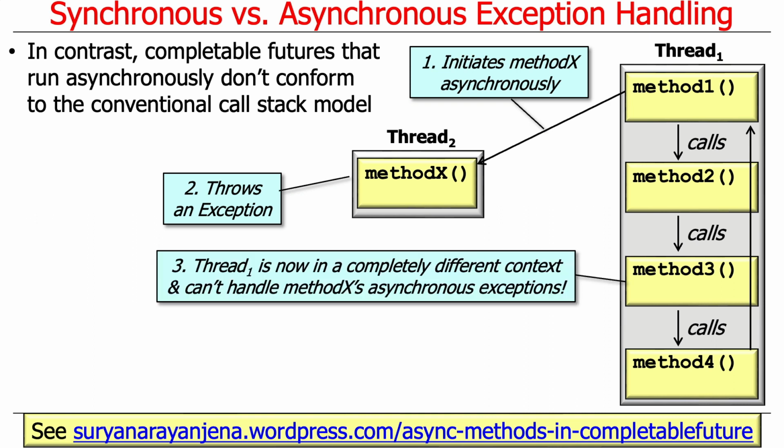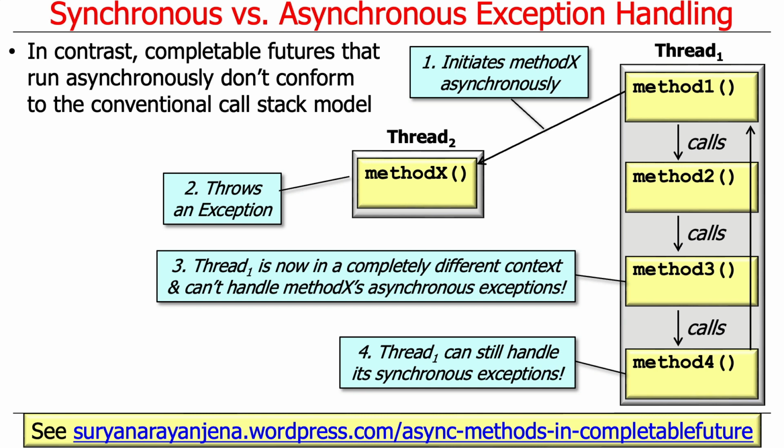Thread 1 is already in some totally different place. It's calling its own methods. It's doing its own thing. And therefore, when an exception occurs over here, thread 1 has long since given up any hope of knowing anything about it. It's given this thing up and doesn't care, doesn't know what it's doing. Now, of course, thread 1 can still handle synchronous exceptions, but it really can't handle the asynchronous exceptions because it doesn't know about those things.